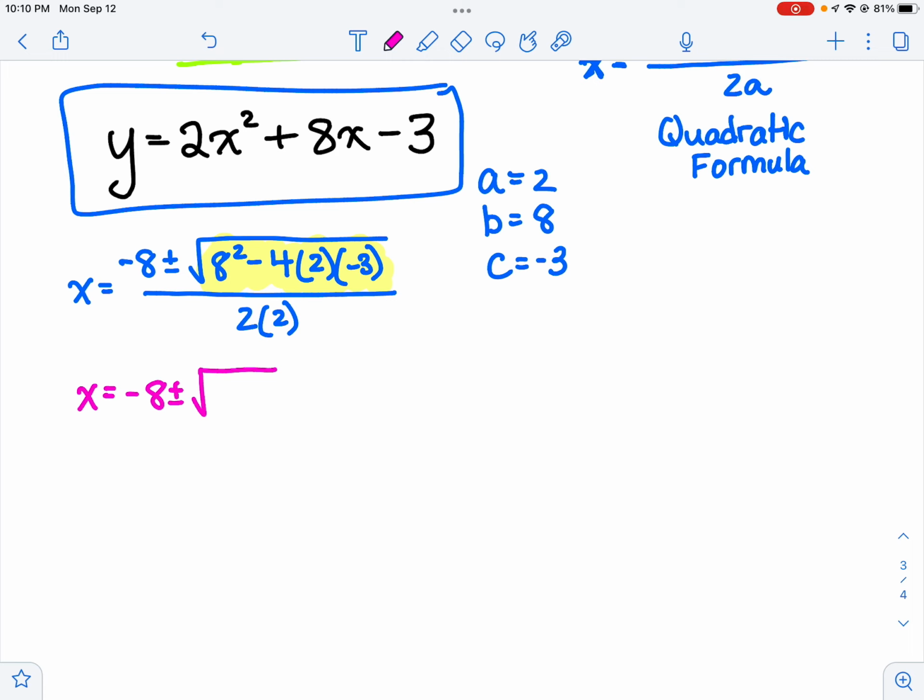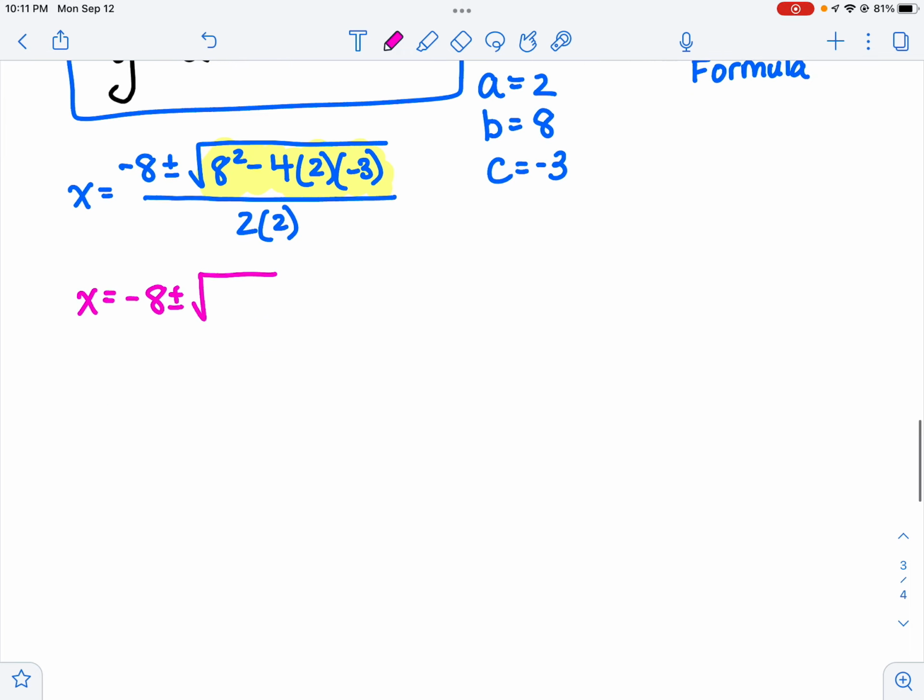So 8 squared will be 64, minus 4 times 2 times negative 3. If you multiply 4 times 2 times 3, you will get 24. And since we've got a negative and a negative, that's going to make it a positive. So it's 64 plus 24, which is 88. That's the whole thing under the square root sign, and then that whole thing is divided by 2 times 2, which is just 4.